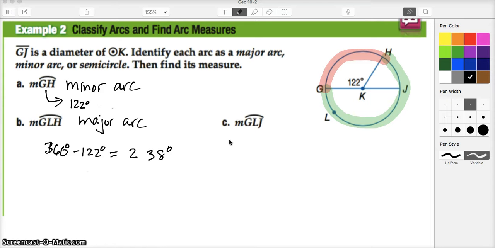So let's take a look at this last one, GLJ. And GLJ is clearly a semicircle.